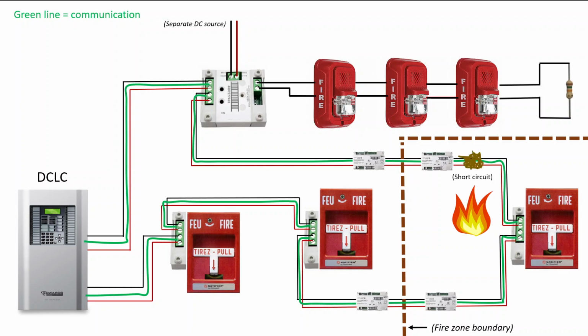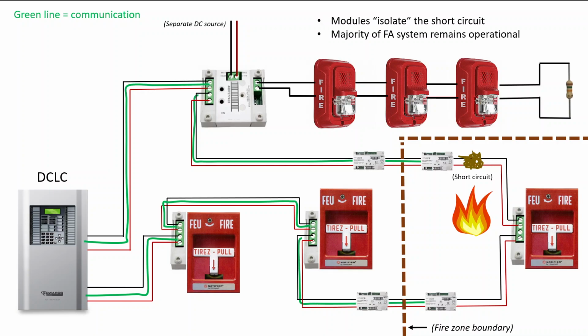What the fault isolation modules will do is isolate the fault, thereby suspending the connection to the remainder of the wiring, and they work in pairs. So that means that everything else in the system is able to still communicate, and we haven't hamstrung the entire system by one short-circuited cable. The modules isolate the short circuit, and the majority of the fire alarm system remains operational.